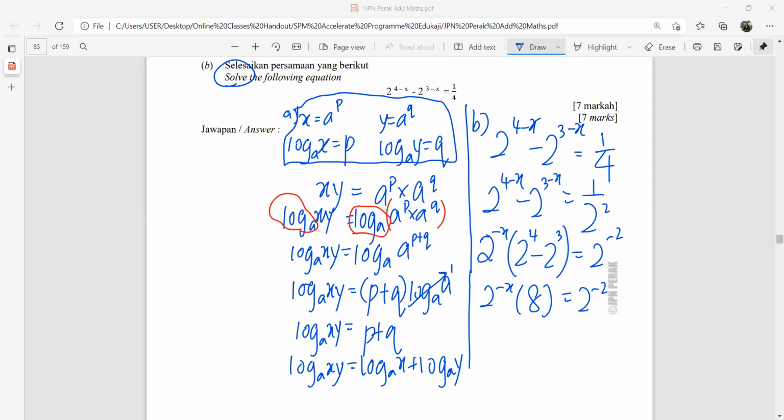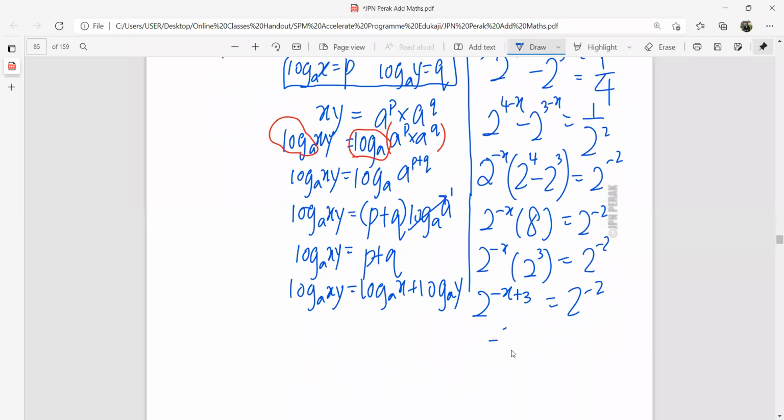Then what else? What else? Let's say you put 2 power is 8. You can do that. Wow, interesting, huh? It's 2 power 3. Multiply means plus.